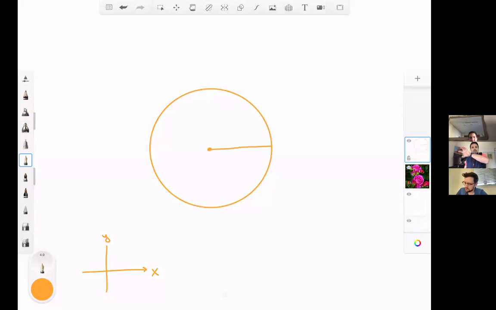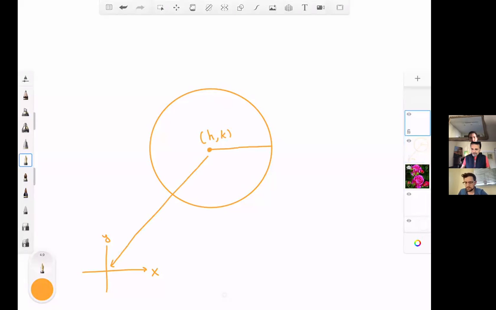I will move this circle so its center, which is H and K, is at 0, 0. Why? Because it's easier for us to understand the circle.